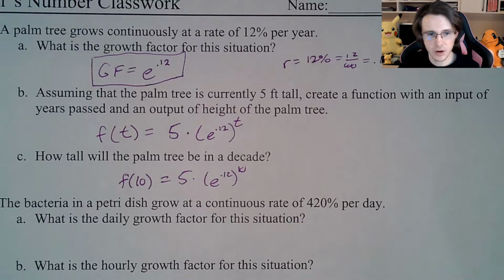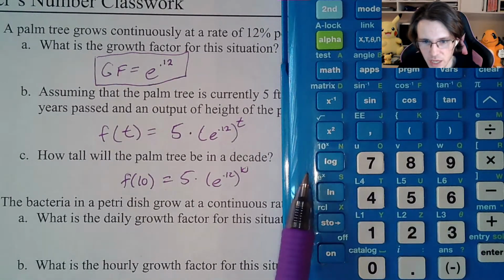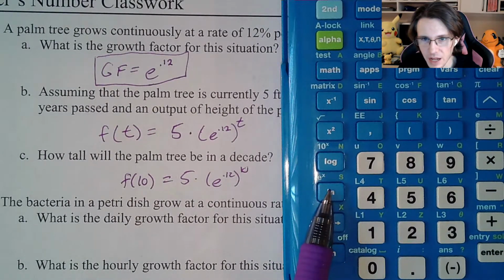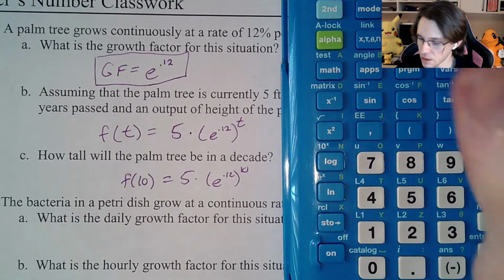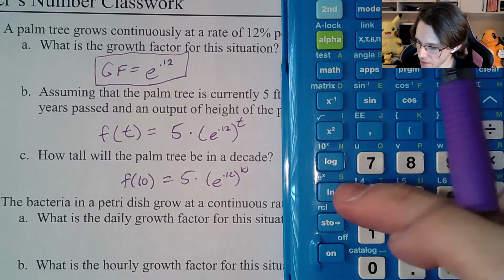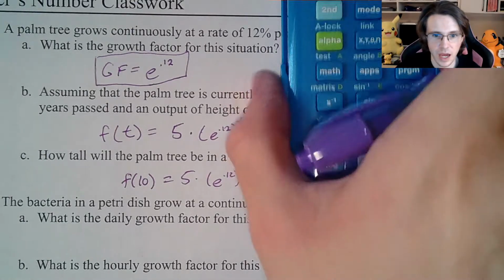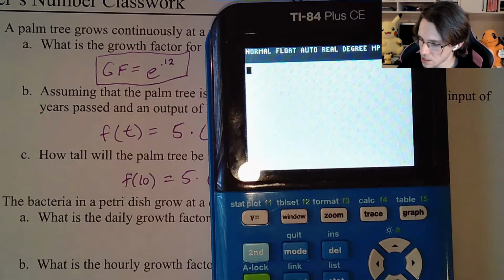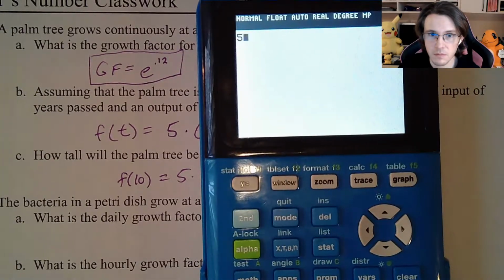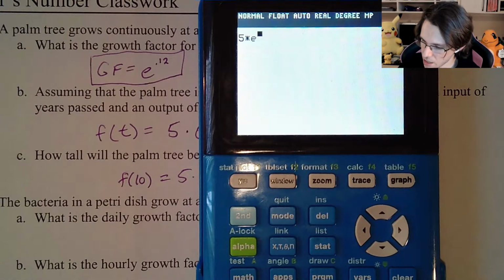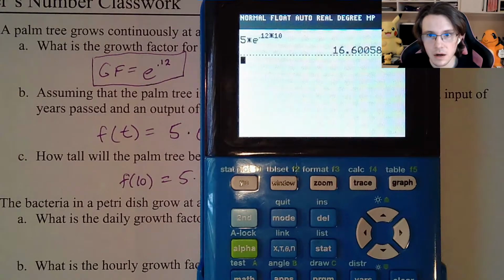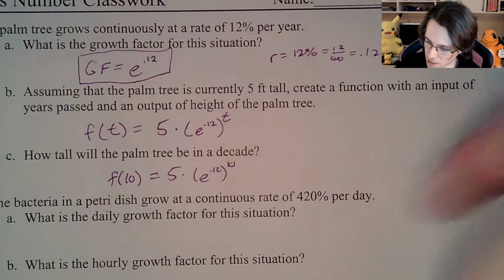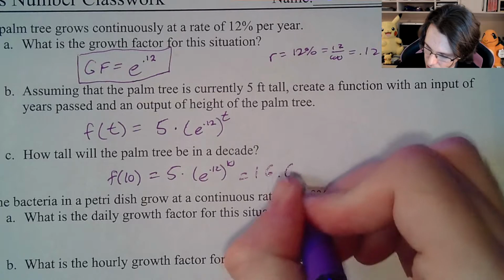I'm going to show you how to use that calculator if you would like to. The calculator will have the e button right there above the LN. So you're going to hit the second button on your calculator, and then the LN button to get that e right there. So it's going to be 5 multiplied by e to the 0.12, and we're multiplying that 0.12 times 10. And you get 16.6. And that's a good number of decimal places for this particular problem.